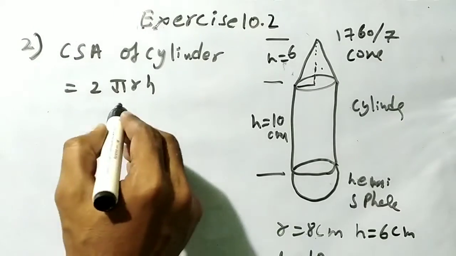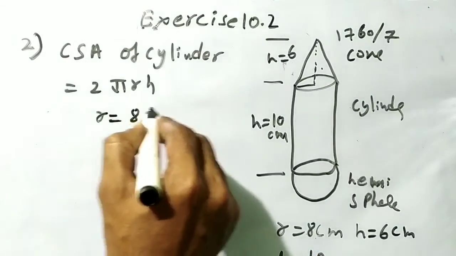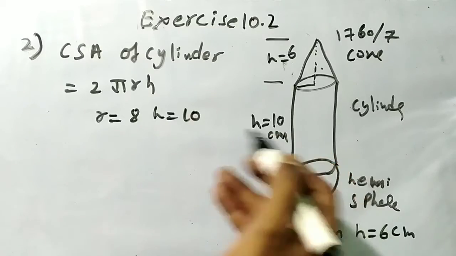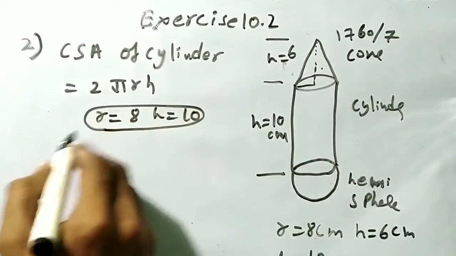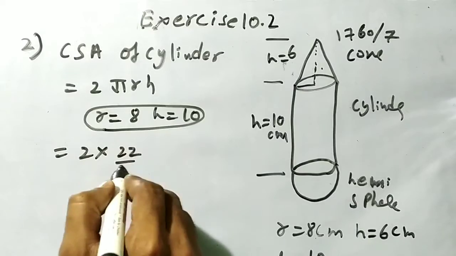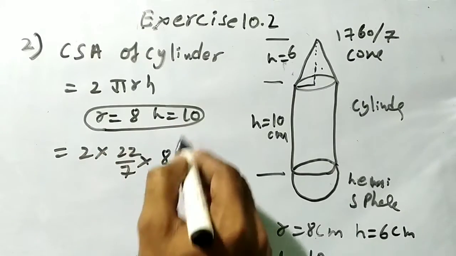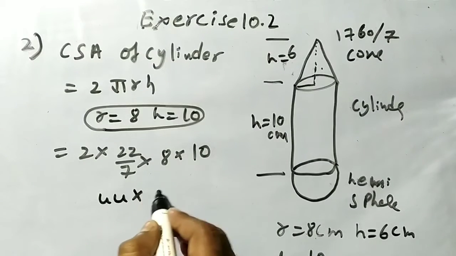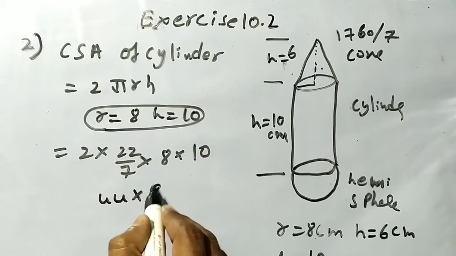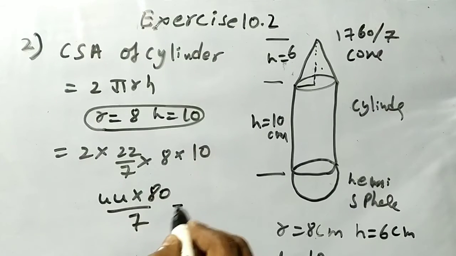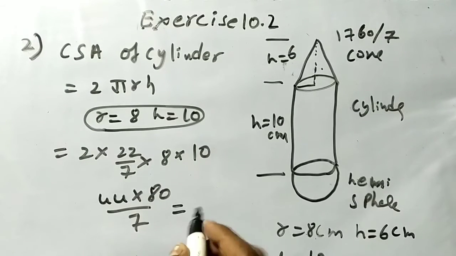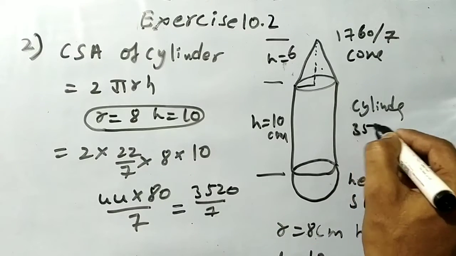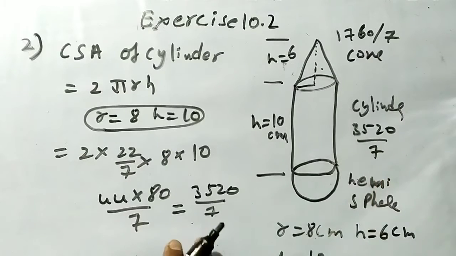Here we have to know that r is equal to 8 and h is equal to 10, they have given. That is the cylinder's height. Just substitute 2 into 22 by 7 into r is equal to 8 into h is equal to 10. So here that is 44 into 8 tens are 80, 80 by 7, which is equal to 3520 by 7. So here 3520 by 7, we got the CSA of a cylinder.